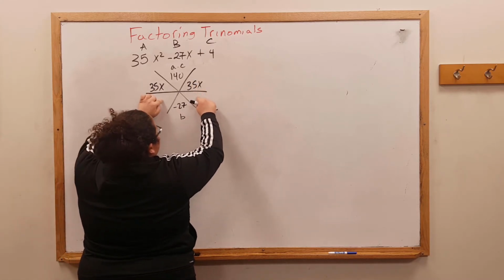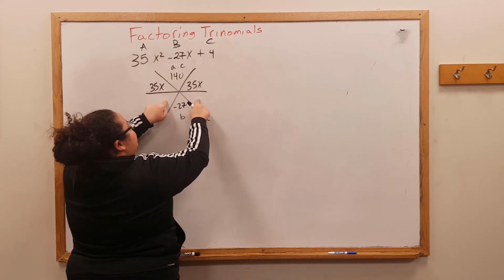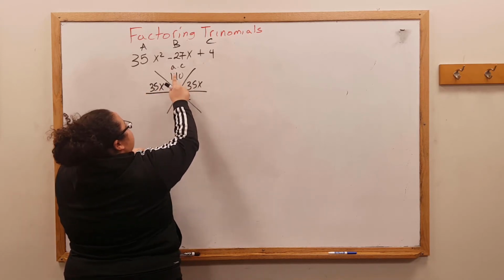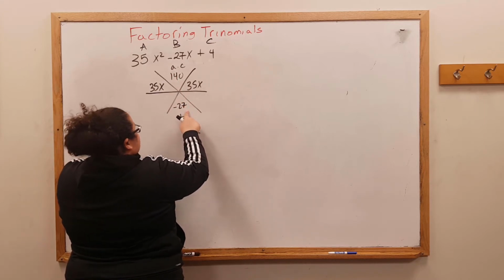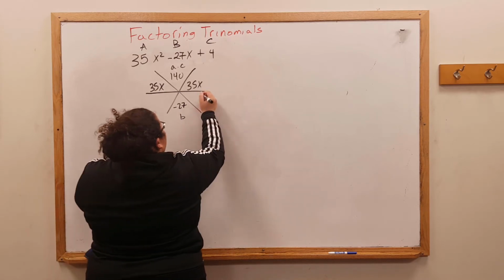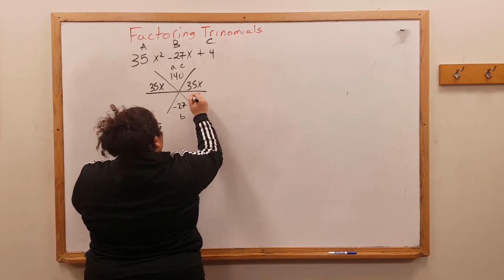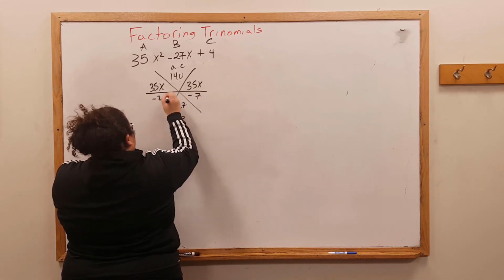Now, on those two sides, you have to think about it. What two numbers, when you times them, equal 140, but when you add them, equal negative 27? And those two numbers are negative 7 and negative 20.